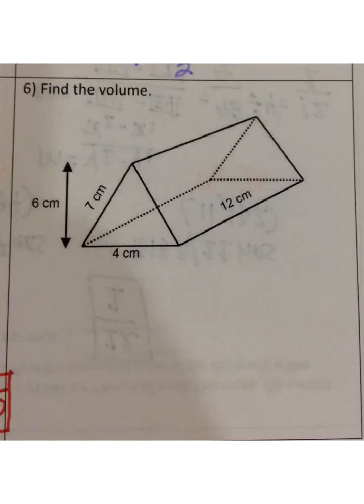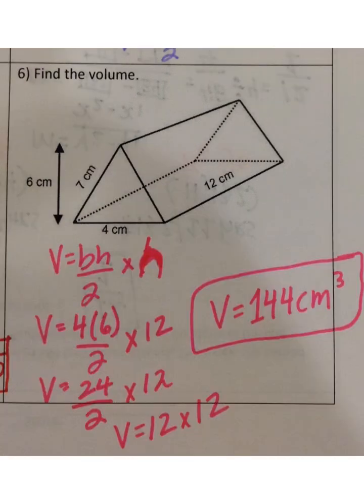Number 6, find the volume of the triangular prism. Triangular prism, base times height divided by 2, bring it to the third dimension by multiplying by that height. So substituting my values, the base is 4, the height is 6. You don't need that 7 right there. I did 4 times 6 divided by 2, which is 12, and 12 times 12 is 144 cubic centimeters.